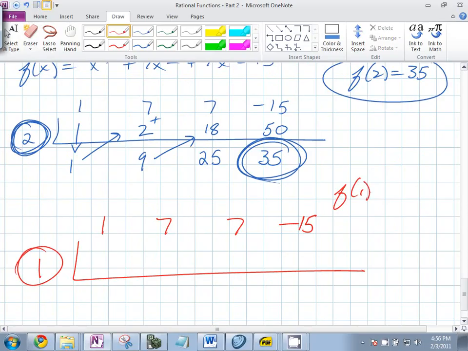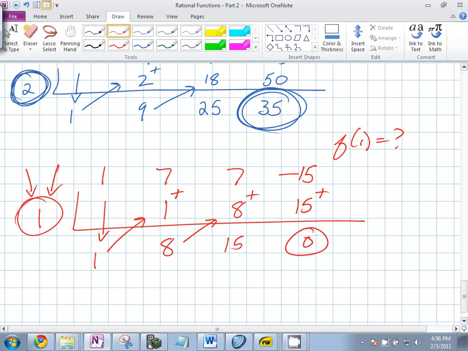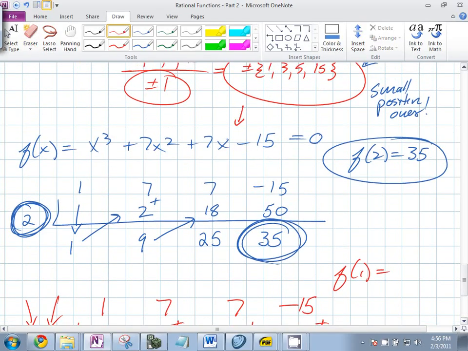What does that equal? Well, this comes down and is 1. You multiply. This is 1. You add. This is 8. You multiply by 1. You get 8. You add. You get 15. You multiply by 1, and you get 15. You add together, and you get 0. That means when you plug in 1 into our polynomial right here, you end up with 0.